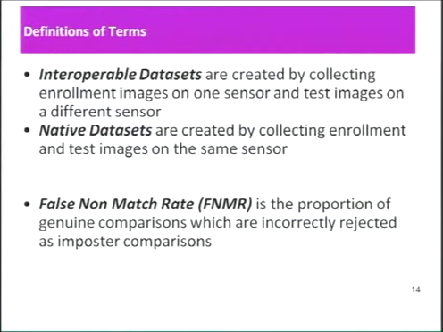And a native dataset is one where the enrollment and the test images are collected from the very same sensor. And the false non-match rate, which was the primary metric that I used for measuring performance for my study, is defined as the proportion of genuine comparisons which are incorrectly rejected as imposter comparisons. So this is when a user cannot actually access the system as a genuine or authorized individual.